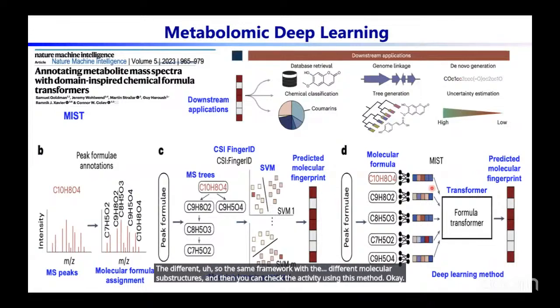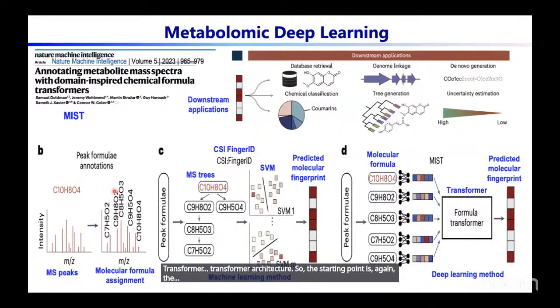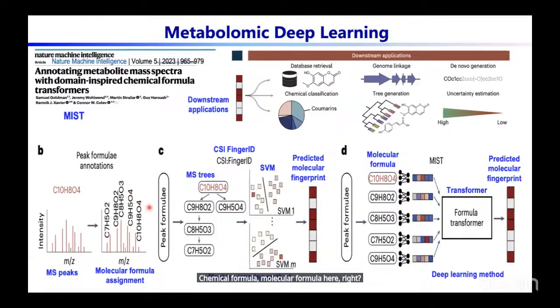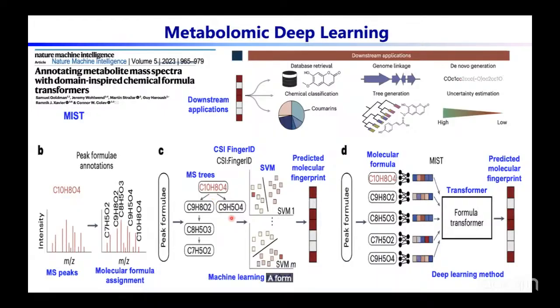Okay, so the next AI actually adopts a new architecture, the transformer architecture. So the starting point is again the mass spectroscopy peaks. Remember that each peak can be associated with a chemical formula, molecular formula here, right? And because there are many peaks, you have many formulas, right? Of course, you can use this MS-tree representation and then send it to a SVM to produce molecular fingerprints, right? So this is a machine learning approach.